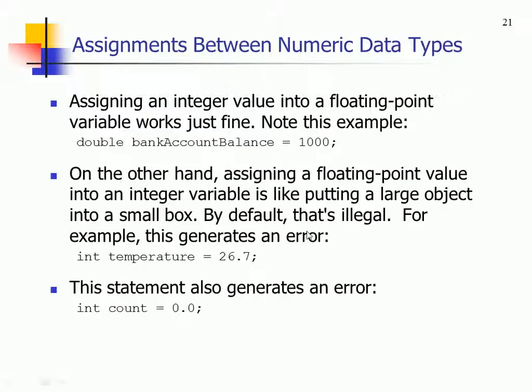On the other hand, assigning a float value to an integer is like putting a large object in a small box. By default, it's legal, but for this example, it isn't going to work. It'll error out. 0.0 is a very small number here. Do y'all see that? So why can't we fit it in the count, which is an integer? I realize it's a double.